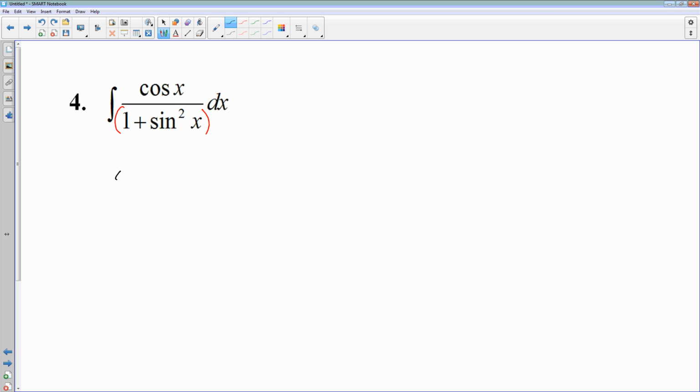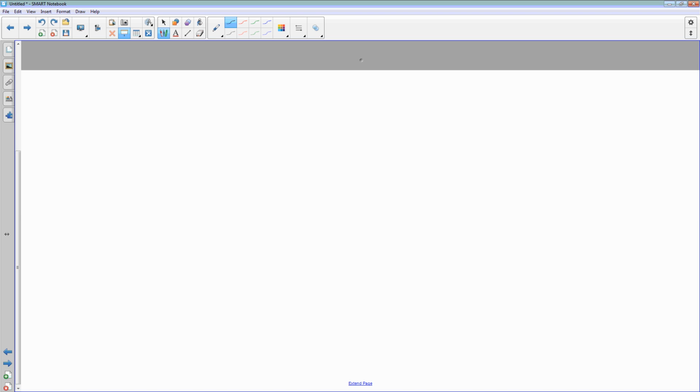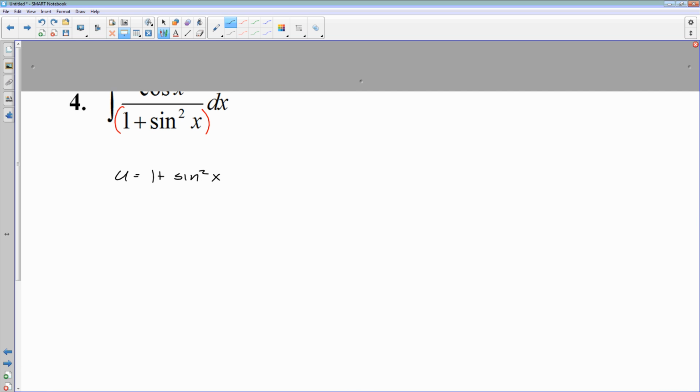So I'm going to try u equaling 1 plus sine squared x. And then when I do my du, I ignore my problem. Don't get distracted by what's in the problem. So I'm going to hide the problem. Whoa, I hid the whole thing. That was stupid. Let's pull this up. What's going on here? Let's keep pulling that. Oh, there we go. All right.